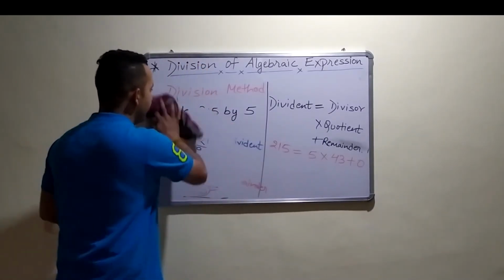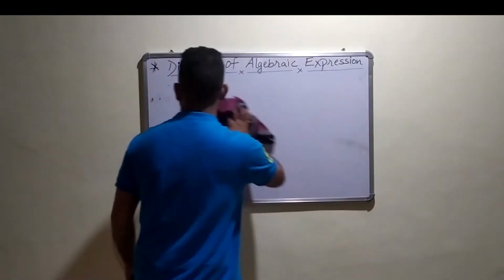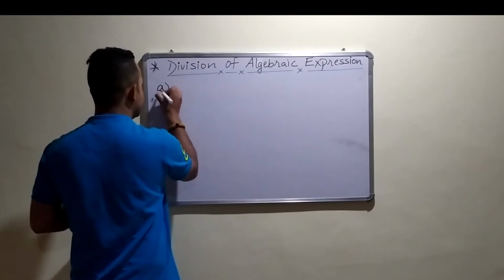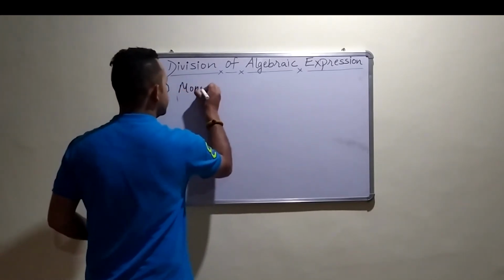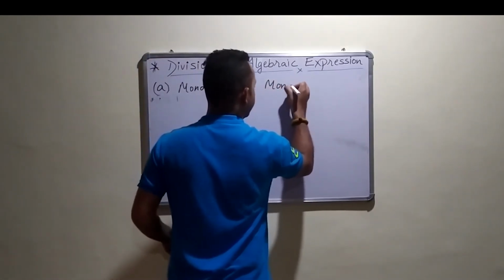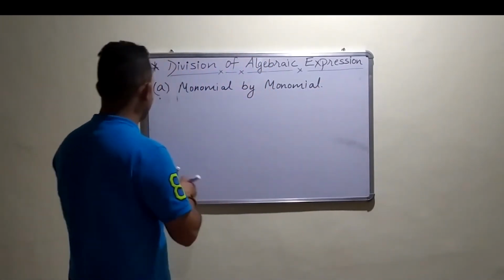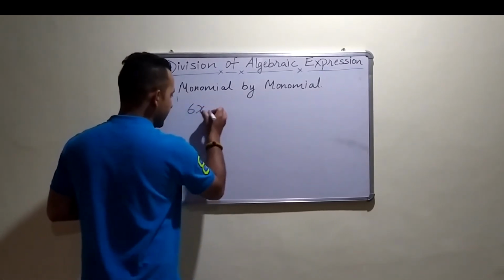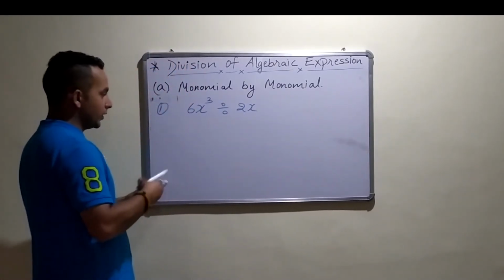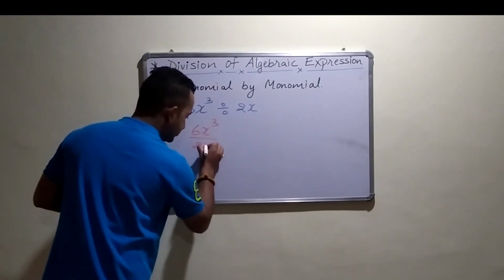Okay class, now our main method in class 8 is the factorization method. We are going to divide monomial by monomial with the help of the factorization method. The first question you have is 6x cubed divided by 2x. Now you're going to solve this with the help of the factorization method. So 6x cubed divided by 2x.